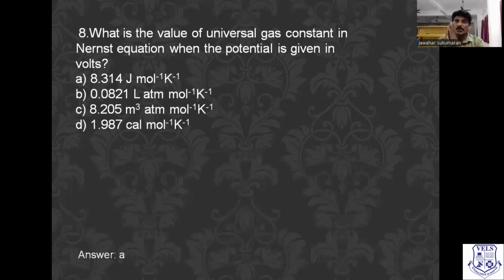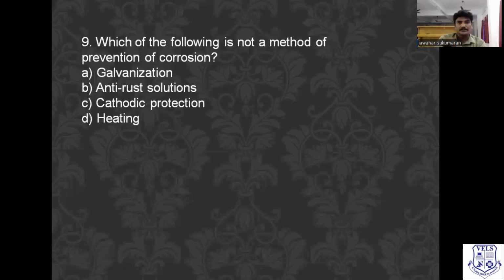Universal gas constant is denoted by R and is expressed in units of energy per temperature per mole. Since volts is the SI unit for potential, R must also be taken in SI units, which is joule mole minus 1 K minus 1. Okay. So 8.314 joule mole minus 1 K minus 1 is the correct answer.